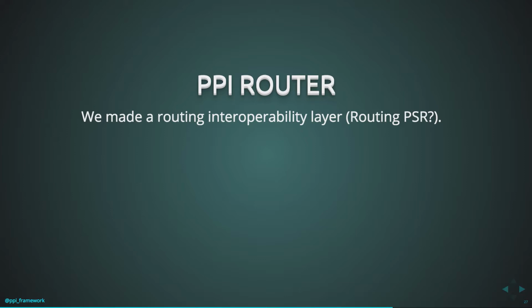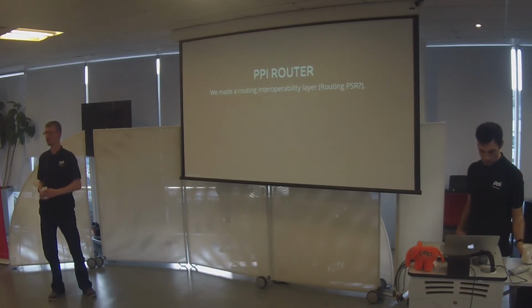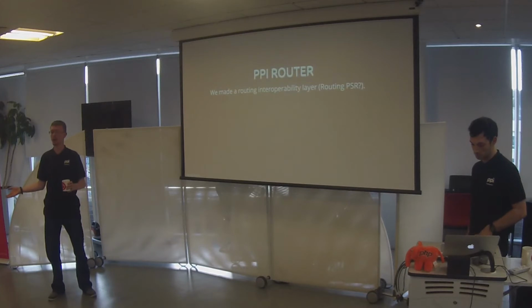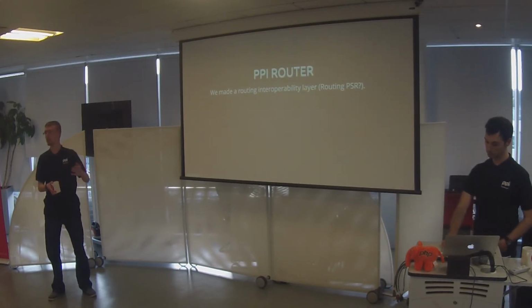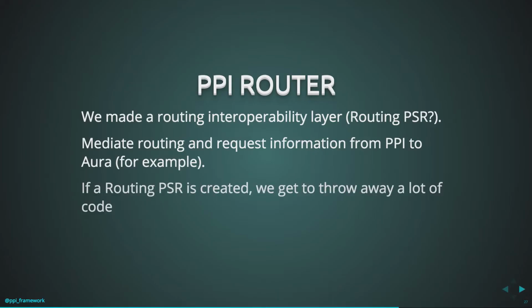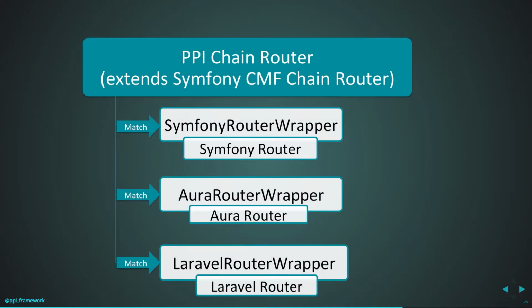Okay, router. How did we achieve it? Well, there wasn't a PSR for routing, right? It's been proposed and then decided not to do it. So I had to make an interoperability layer between frameworks for their routing stuff. And hopefully someday, if there is a routing PSR that all the frameworks can start adopting, then this is a good candidate for it, because it'll be used for a while. Yeah, it just mediates.